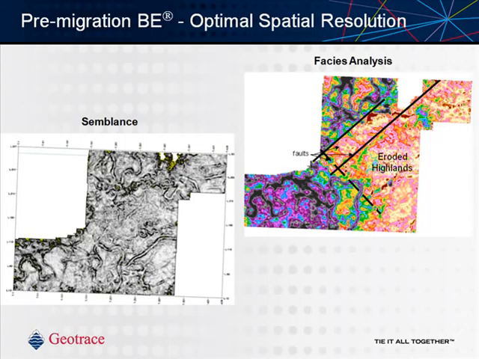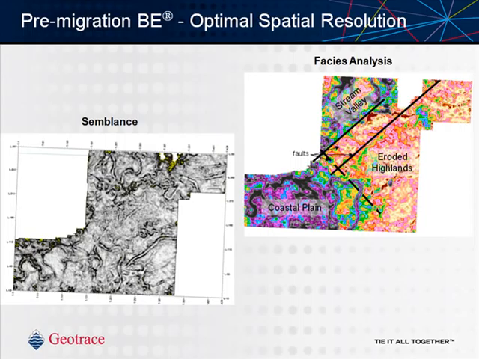This is an example of applying bandwidth extension. We just recently started doing it prior to migration. And you can see a number of channels here. This picture is kind of washed out a little bit, but this is a semblance. And you can see a number of channels that are showing up. But this is a Kansas data.